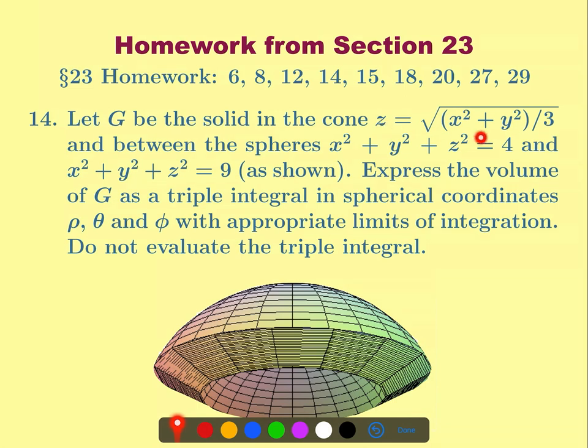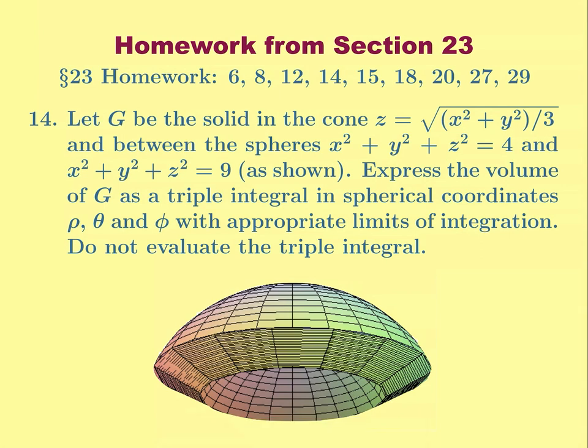Whenever we have something like this and we want to write what phi is, it should be phi equals something because it's a cone. And the way we solve that is the following. First, I replace the x squared plus y squared with r squared. The square root of r squared is r, so I'm going to have r over root 3.